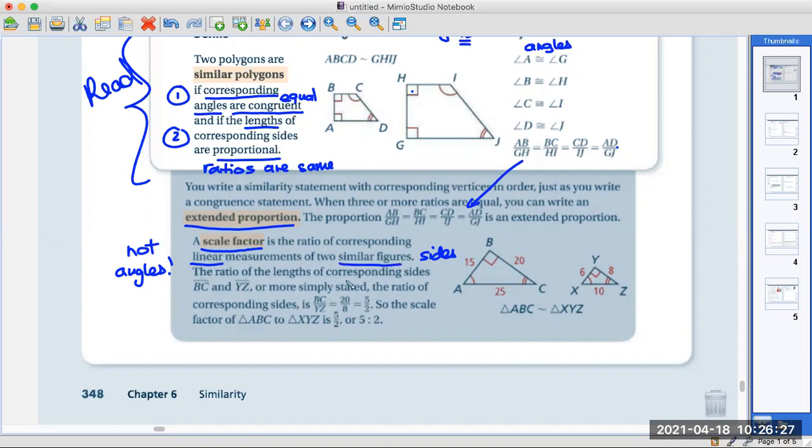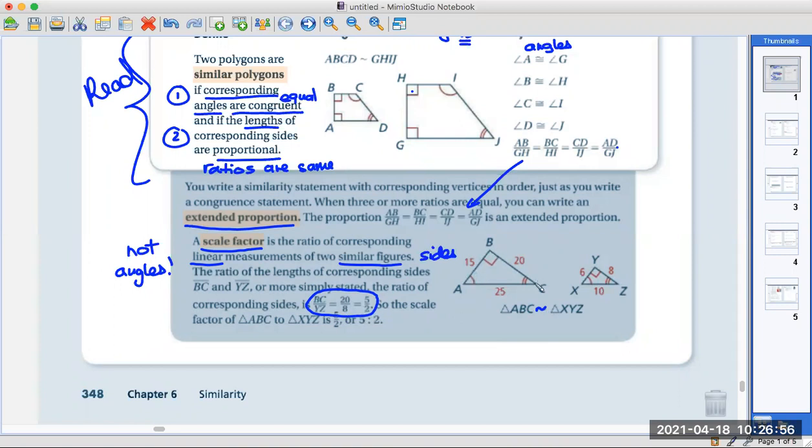The ratio of the length of corresponding sides is more simply stated as the ratio of corresponding... okay, forget all this mumbo jumbo, look at it this way right here. This little part is important. Let's look over at our 2 triangles. By the way, the triangles are similar. It tells us that because of this symbol here. You see the statement, super important.